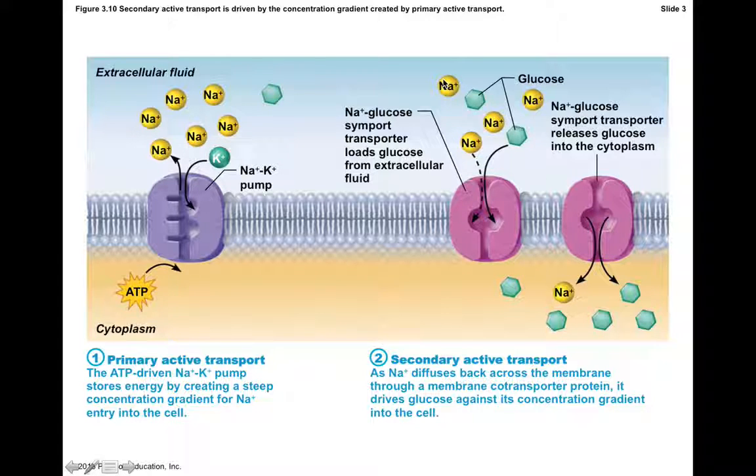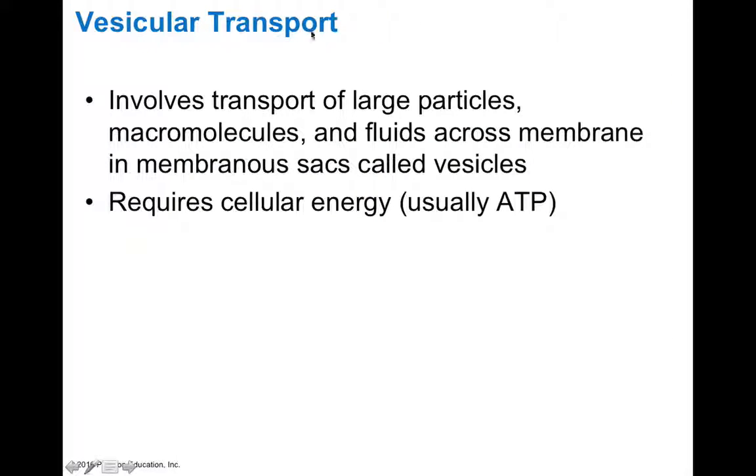Remember, the diffusion of sodium down its concentration gradient can draw another molecule up its concentration gradient with it. And because you're relying on the potential energy in a concentration gradient, that's why we call it secondary active transport. Now, vesicular transport involves the transport of large particles like larger macromolecules and even fluid across the membrane.